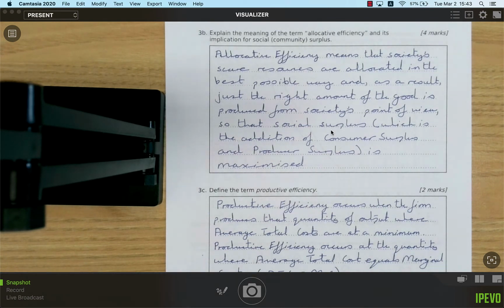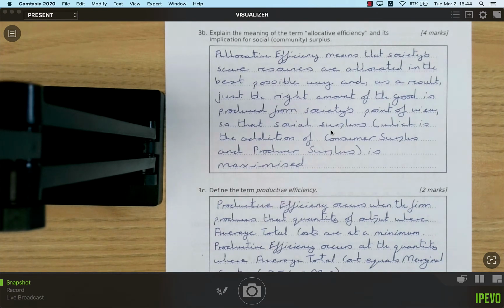Explain the meaning of the term allocative efficiency and its implication for social or community surplus. Well, again, the only market structure that doesn't exhibit market failure is perfect competition, because as soon as you get towards downward sloping demand curves, you're never really going to be allocatively efficient or productively efficient. This is kind of the idea, right? Because MC will cross MR well before you reach the allocative or the productive efficient one. Okay, and I'll show you what I mean by both of those now.